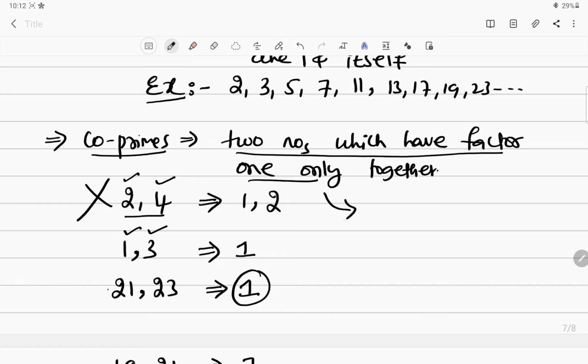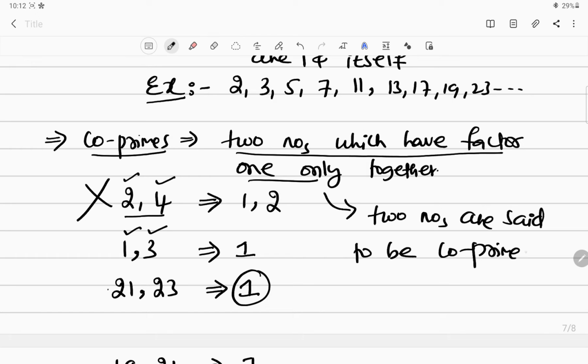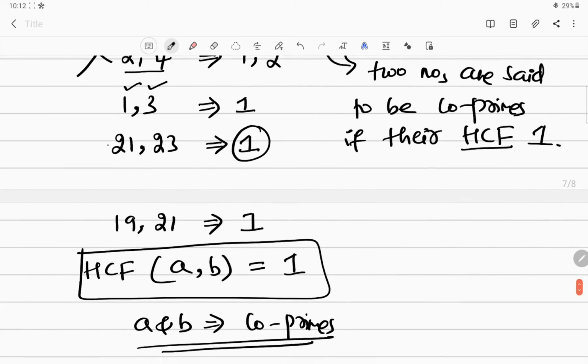And apart from that, you can write: two numbers are said to be coprimes if their HCF, the highest common factor, is 1. If it is 1, then only it is said to be coprime. I hope the meaning of coprime is very, very clear.